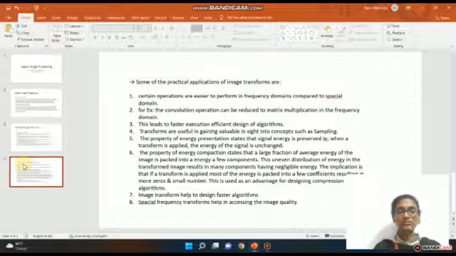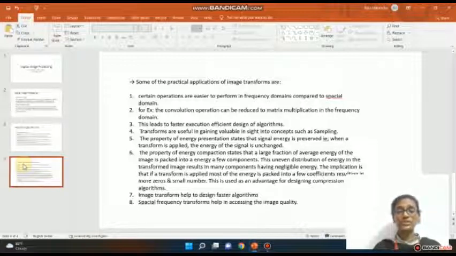The property of energy preservation states that the signal energy is preserved. For example, when a transform is applied, the energy of the signal is unchanged. That means the energy of the signal is not changed when the transform is applied.